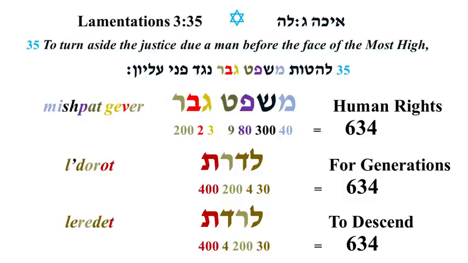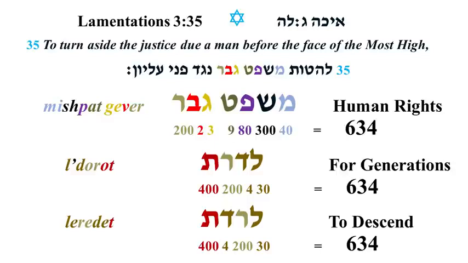Or you can have laredet, which now you have the softer Resh followed by the hard Dalet, and that means to descend, which is also 634. So you have your choice how you want to raise or teach your children.